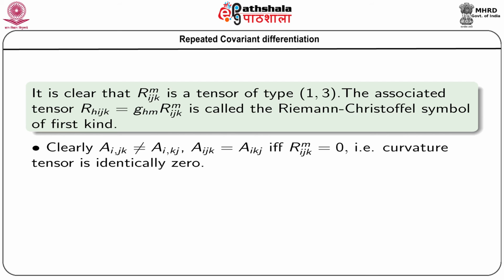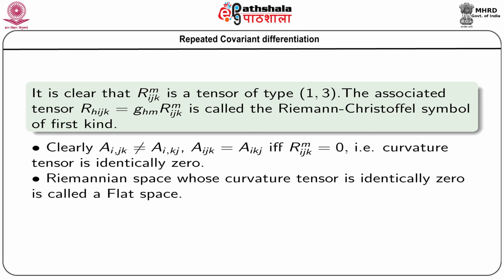And clearly A_{i,jk} is not equal to A_{i,kj}, and if they are equal, then R^m_{ijk} equals 0. That means the curvature tensor is identically 0. In that case, it is called a flat space. A Riemannian space whose curvature tensor is identically 0 is called a flat space.